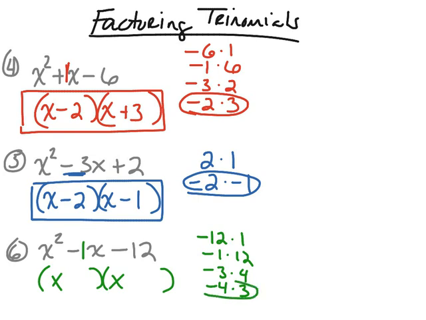I think I found it. That's these two numbers right here, a negative 4 and a positive 3. If I add those numbers together, they add up to a negative 1. Therefore, these are the two numbers that I'll be using in the parentheses. So these again are called factors. If I multiply those together, I end up with an x squared minus 1x minus 12. So again, this is factoring trinomials with a leading coefficient of 1.